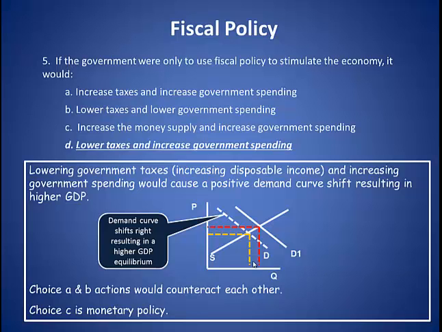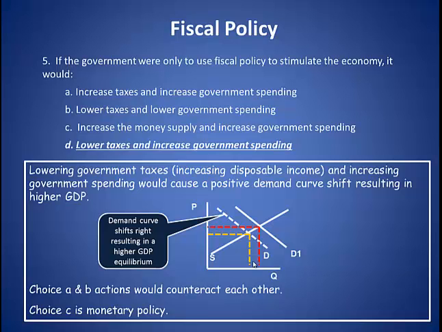Okay, if we take a look at choices A and B, the actions for A would counteract each other. Increase taxes and increase government spending. Increasing taxes will lower disposable income, which will have the effect of decreasing GDP, whereas increasing government spending will have an effect of increasing GDP. So they kind of counteract each other.